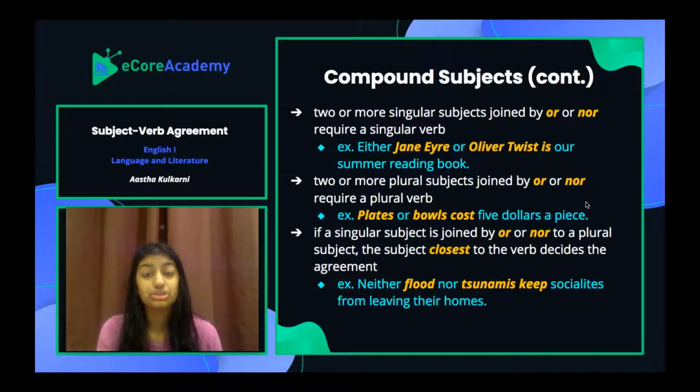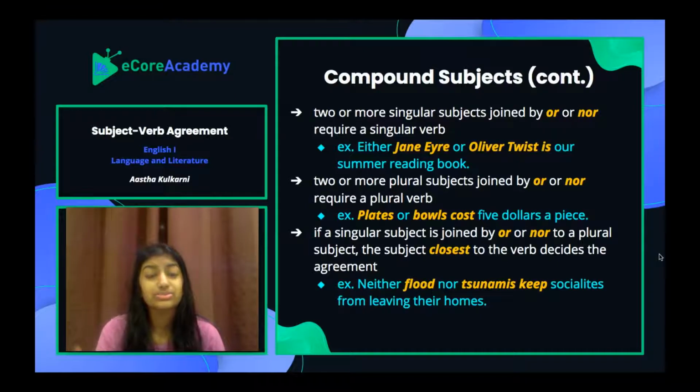Next, we have that two or more plural subjects joined by or or nor require a plural verb. So again, it's just a different situation of the previous bullet point. So our two plural subjects in the entire compound subject are plates and bowls. We know they're plural because they have an S at the end. That's for subjects, remember, not for action verbs. So we're going to use a plural verb for this one. So cost would be the plural verb that would agree with plates or bowls.